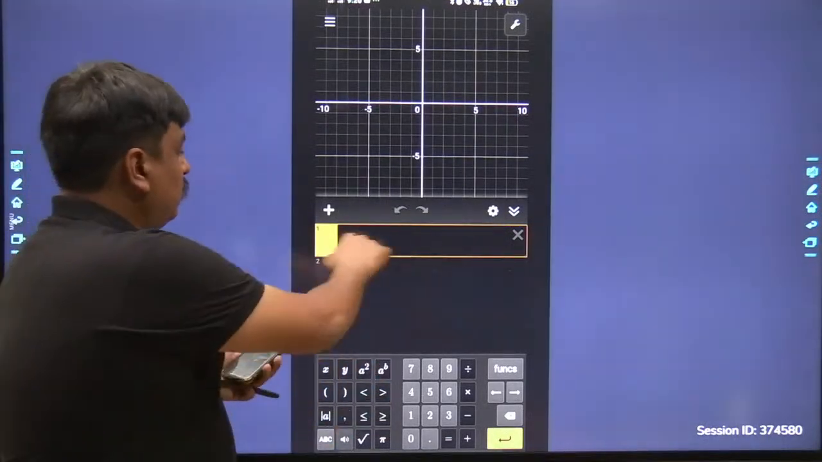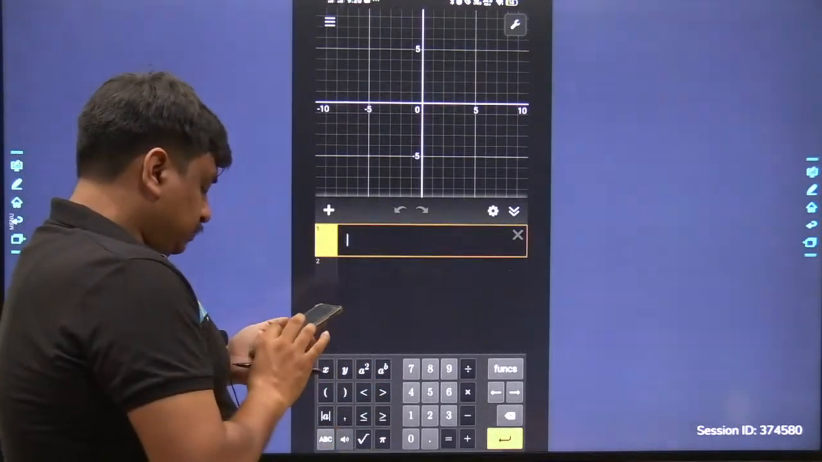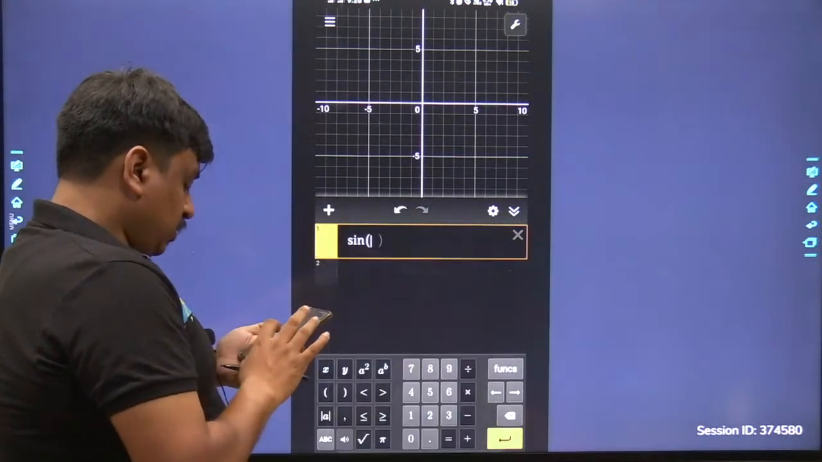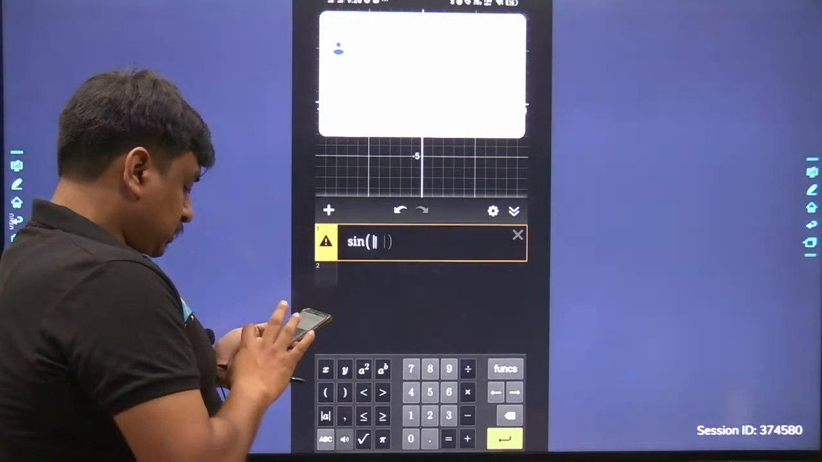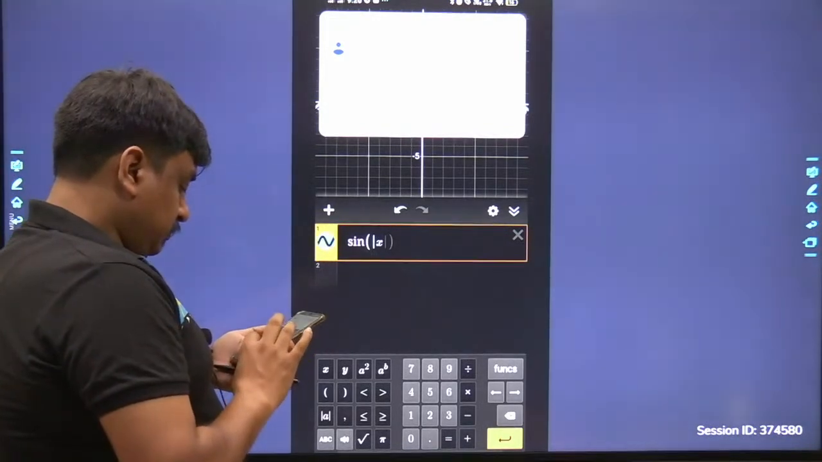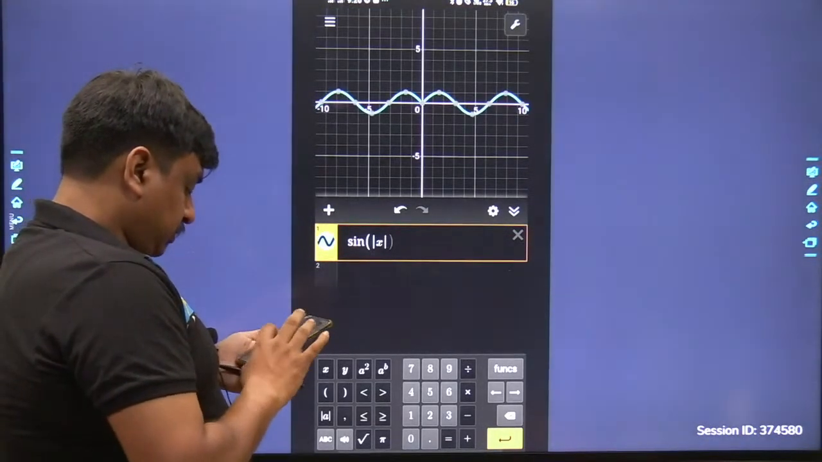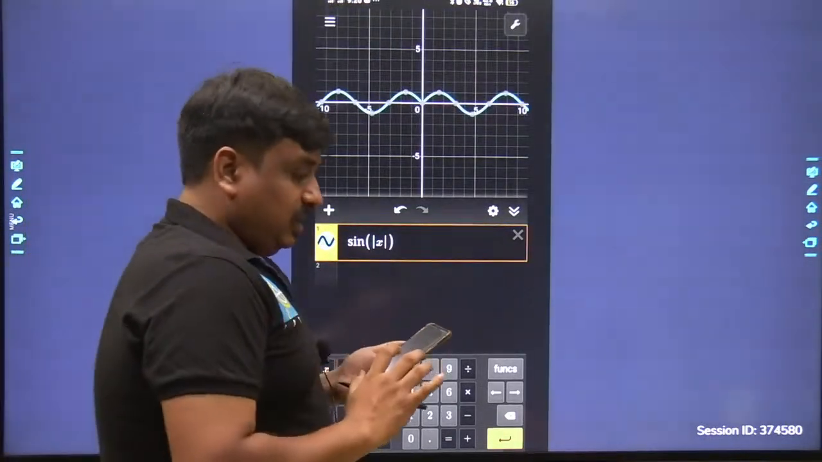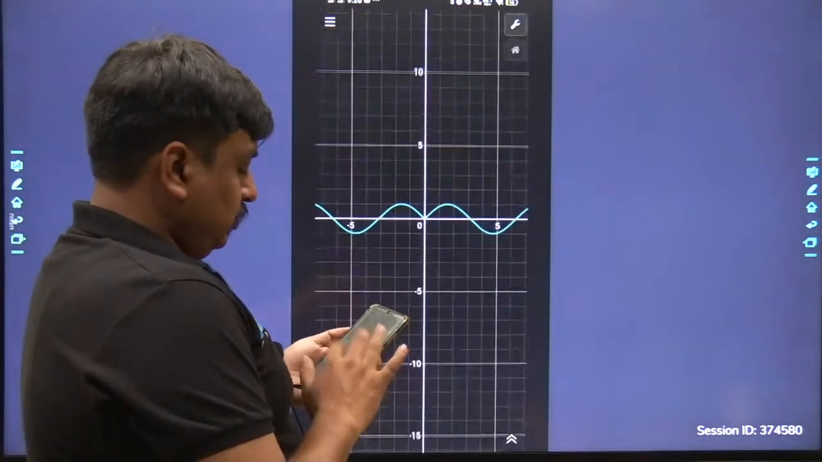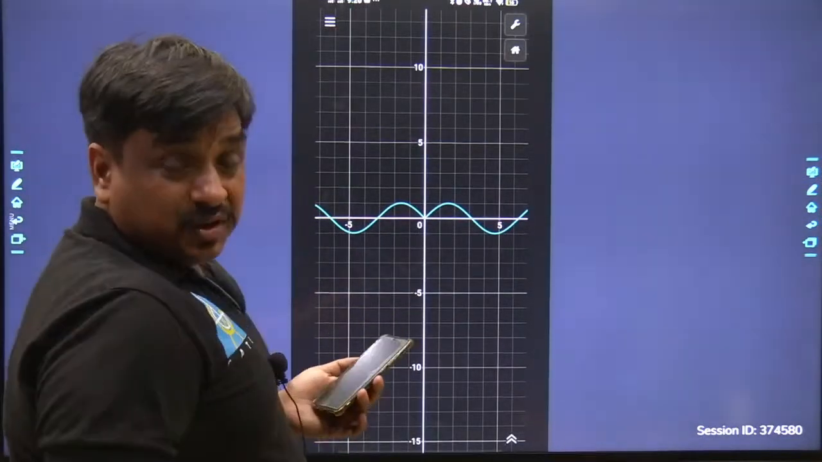So we had to draw the curve, and the curve is sine of mod of x. Mod of x, sine of mod of x, and here the closed bracket. Agreed with what I am saying? See how the curve is looking. Whether the curve is the very same or not, which we were supposed to get.